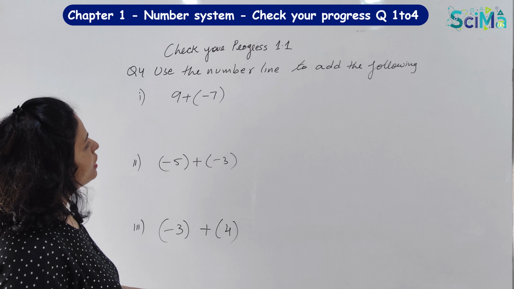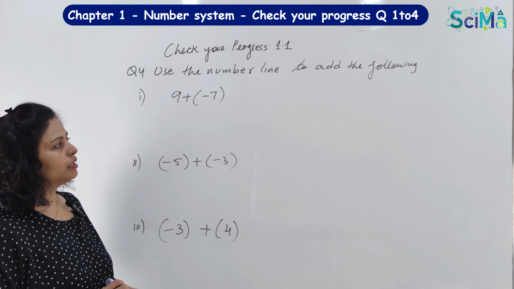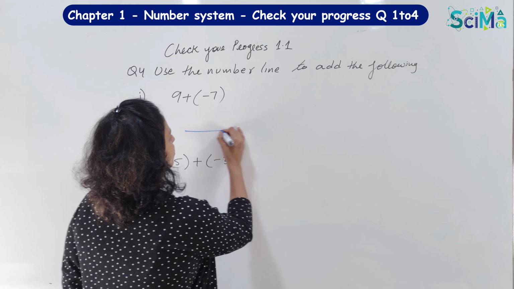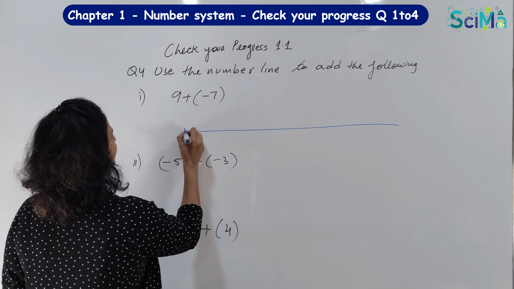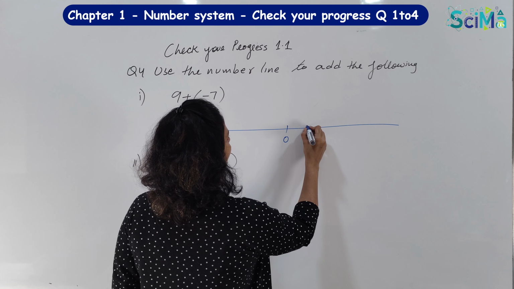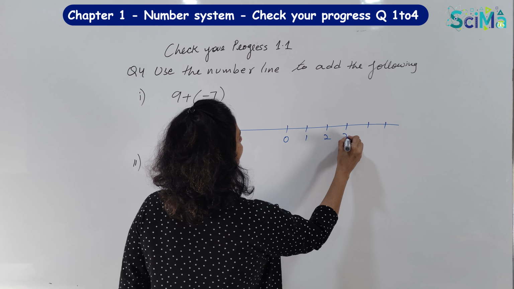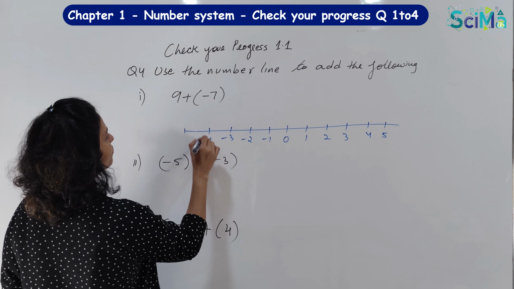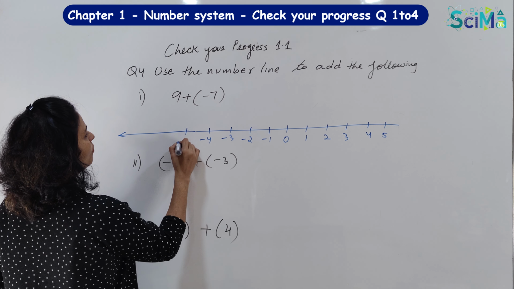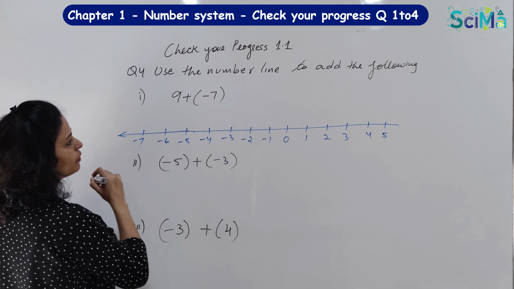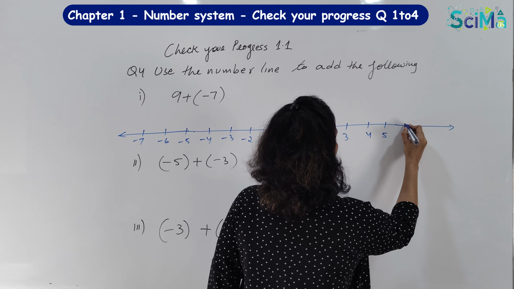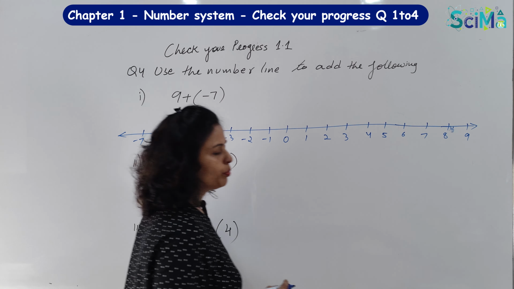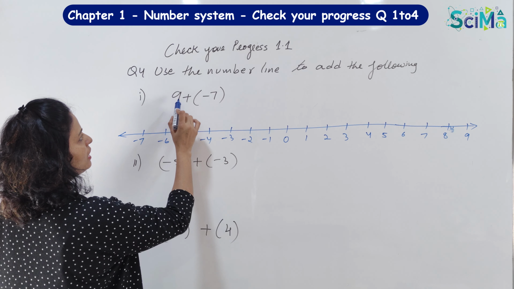Now the fourth question is using the number line for addition. Here they have given you integers, and we have to add them using the number line. The first part is 9 plus minus 7. So I make a number line and write 0 in the middle. These are positive integers, 1, 2, 3, 4, 5. These are negative integers, minus 1, minus 2, minus 3, minus 4, minus 5, minus 6, minus 7. Then 6, 7, 8, 9. Hope you can see. So I have to add 9 plus minus 7.